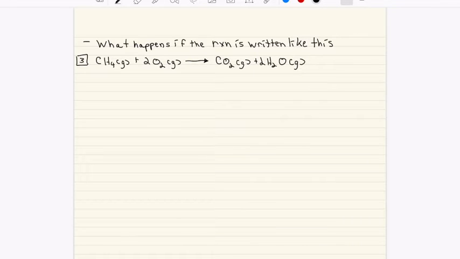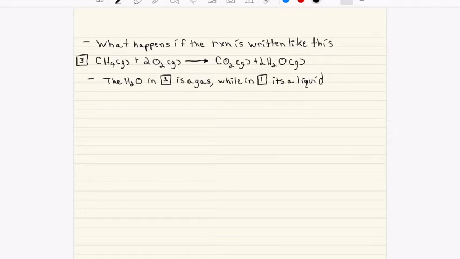Okay, let's figure out what delta HR3 is going to be. If you closely inspect reaction 3, you'll notice that it's almost identical to reaction 1. The only difference is that in reaction 3, the water that's formed is a gas, while in reaction 1, the water was a liquid.